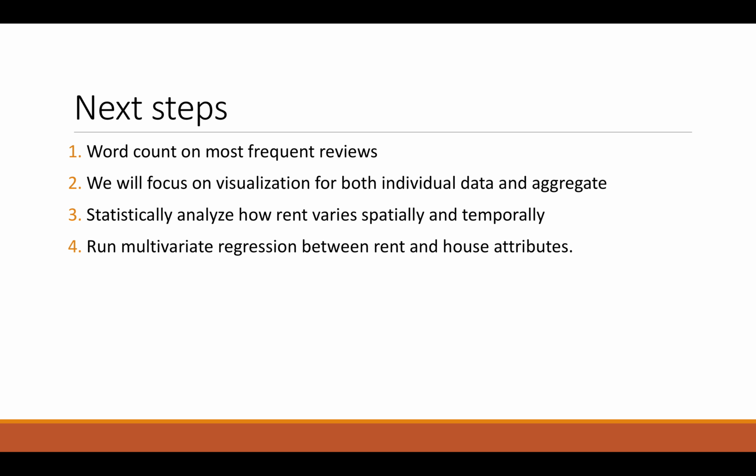So for the next steps, we're going to first do a word count on the most frequent reviews. By doing that, we can figure out the most common characteristics of the housing in a certain neighborhood. And then we will focus on visualization and build up the website. And then we want to do some statistical analysis to see how rent varies spatially and temporally. And finally, we want to run multivariate regression between rent and housing attributes.